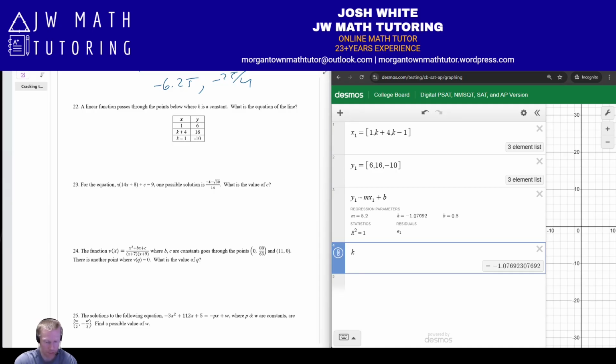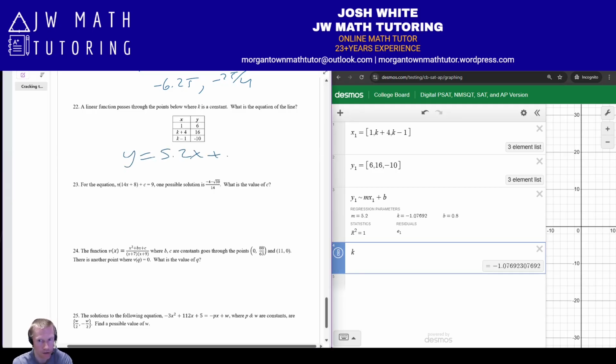So that's how you can do this problem. Just write it out here. Y equals 5.2x plus 0.8. Again, that's the decimals; as fractions, 26 over 5 and 4 fifths.